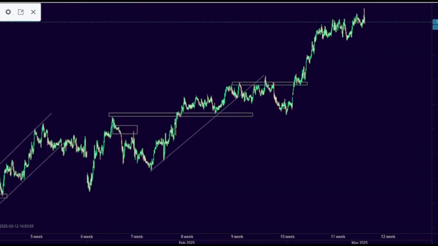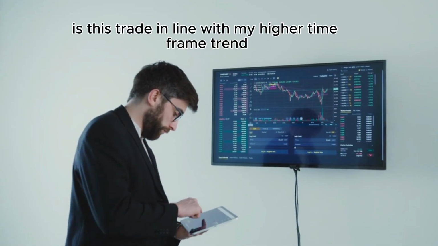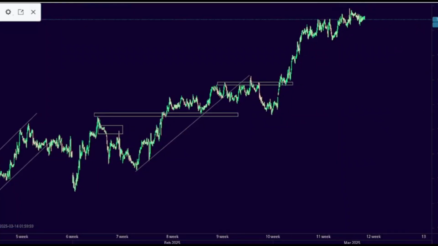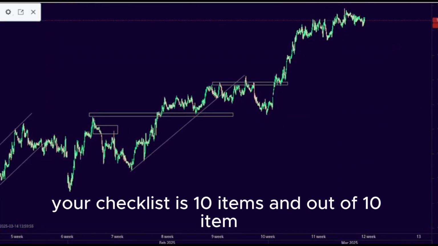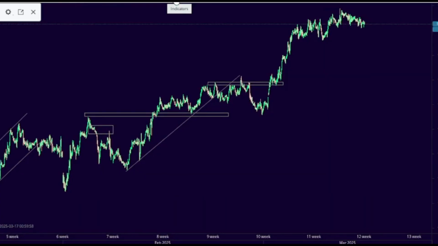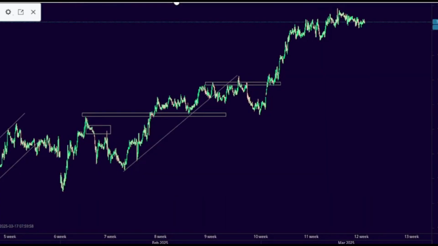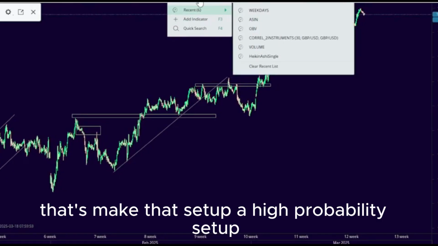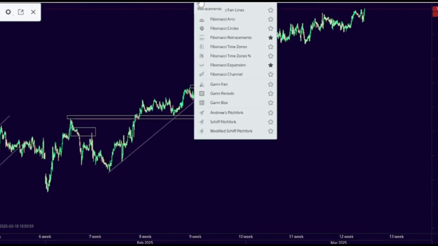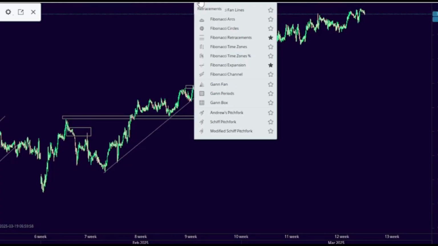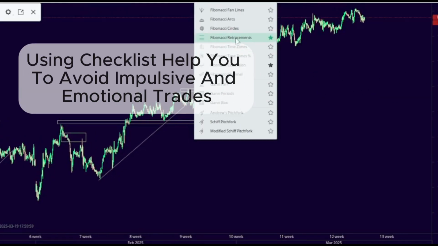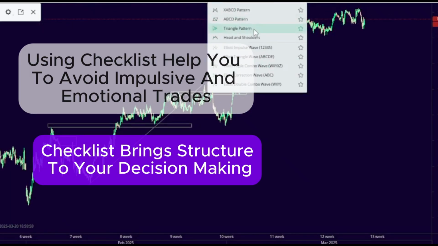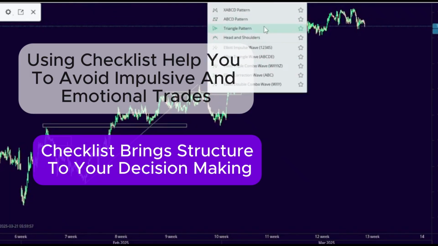For example, you can ask yourself, is this trade in line with my higher time frame trend? Do I have confirmation candles? So if, for instance, your checklist is 10 items and out of 10 items, 8 or 9 were ticks, that makes that setup a high probability setup. And that is your A+ setup. So what we're trying to do is that this approach helps you to avoid impulsive and emotional trades. It brings structure to your decision making.